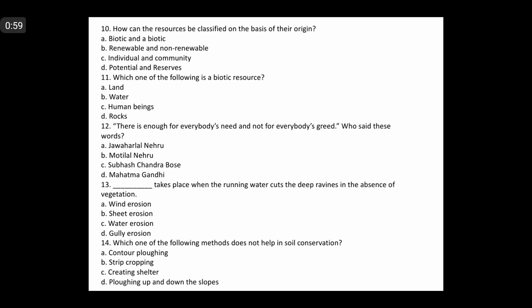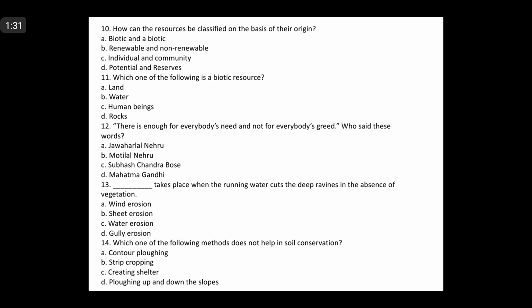Okay. Second question was, which one of the following is a biotic resource? Land, water, human beings and rocks. Which one of the following is a biotic resource? Land, water, rocks, all these are abiotic resources. If you have ticked land, water and rocks, definitely you will get the marks here because the question is about a biotic resource.